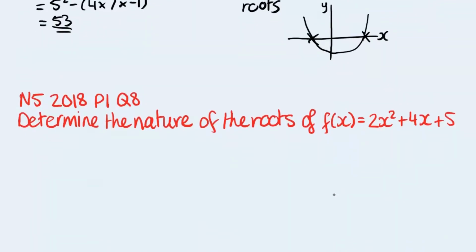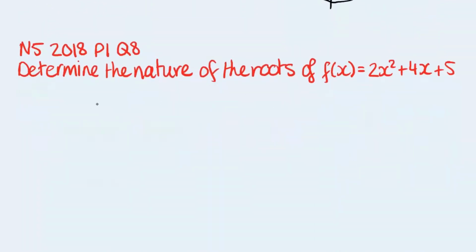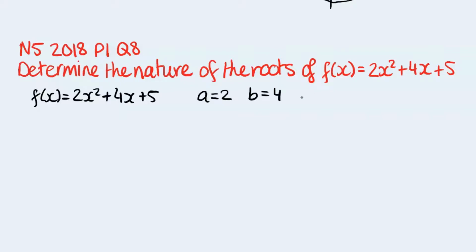We can move on to the second question here. We have determine the nature of the roots of f of x is equal to 2x squared plus 4x plus 5. So again, we're looking to describe the nature of the roots. So we need to talk about the discriminant. So f of x is equal to 2x squared plus 4x plus 5. And then just quickly label what a, b and c are. So in this case, it will be a is equal to 2, b is equal to 4, and c is equal to 5.